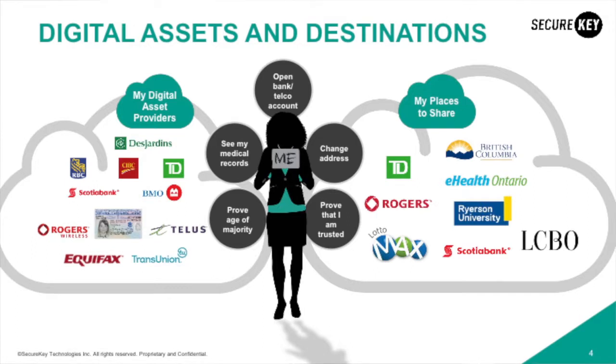What's lacking in this digital world is a method to do this electronically. But what users are trying to do is things like get access to medical records, or open a new bank account, or open a new cell phone account, sign up for Airbnb, change their address, or prove that I'm trusted. So the social sharing economy is a big thing. Airbnb is an example, Kijiji is an example. The problem with Kijiji is I don't know who you are and you don't know who I am. Yet we're trying to do this trade.